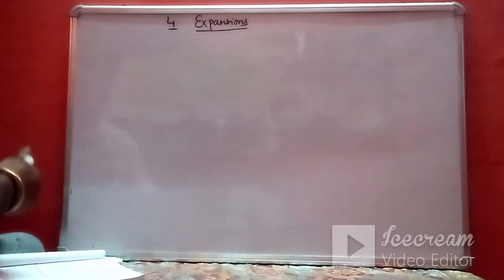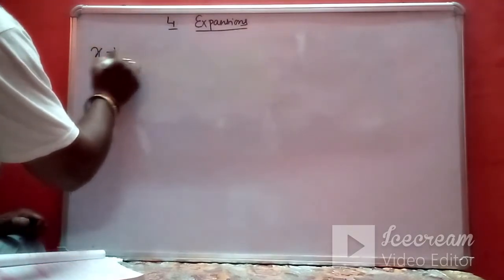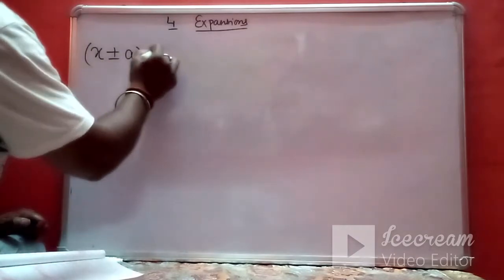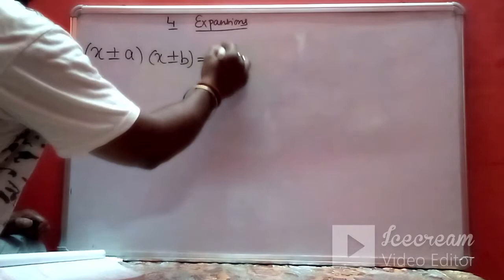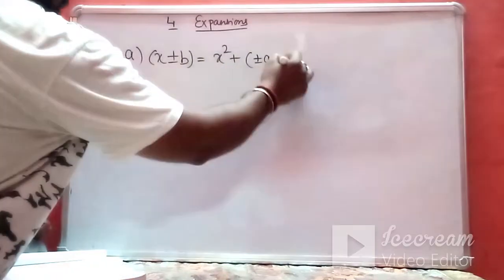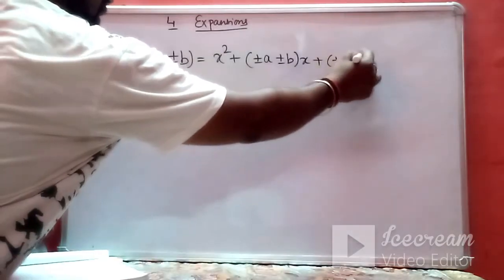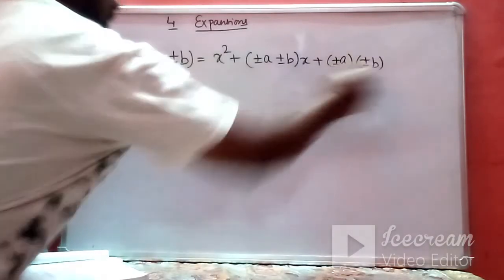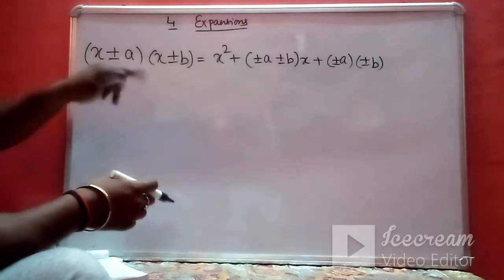Okay, let's see the identities. (x ± a)(x ± b) = x² + (±a ± b)x + (±a)(±b). Okay, this is the identity. Now what is the meaning of this plus minus?